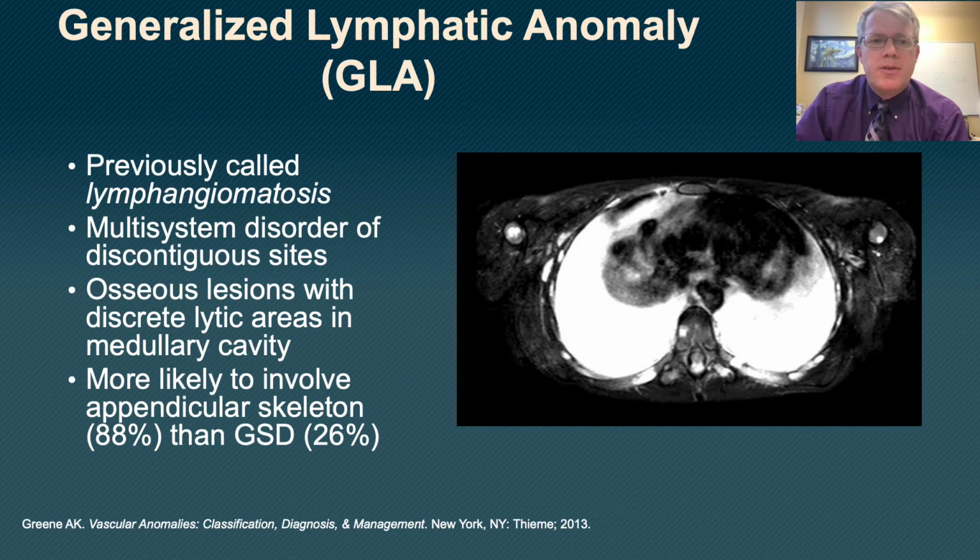Moving on to the generalized lymphatic anomalies. As we've discussed, this was previously referred to as lymphangiomatosis and is a multi-system disorder of discontiguous sites. In addition to the lung manifestations, which is primarily pleural effusions, there are bone abnormalities and lytic areas throughout the skeleton. You can see here one of our patients with a very, very large bilateral pleural effusion.